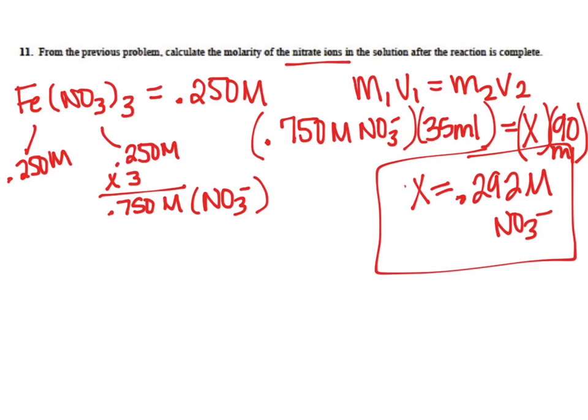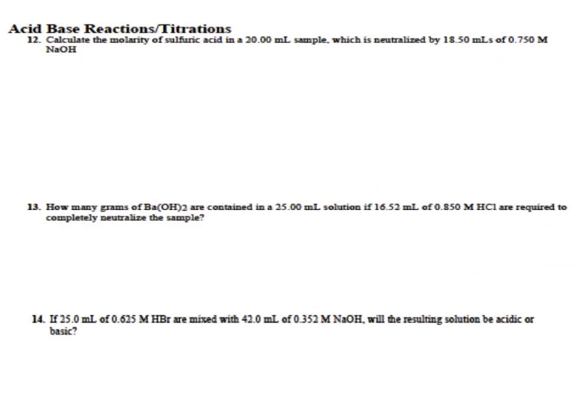Okay, let's go to acid bases. So these are the ones that were bonus on your quiz yesterday. So calculate the molarity of sulfuric acid in a 20 ml sample, which is neutralized by 18.50 mLs of a 0.75 molar NaOH. So we have 20 mLs of my sulfuric acid, and I end up neutralizing it with 18.5 mLs. So the first thing to do is write your reaction.